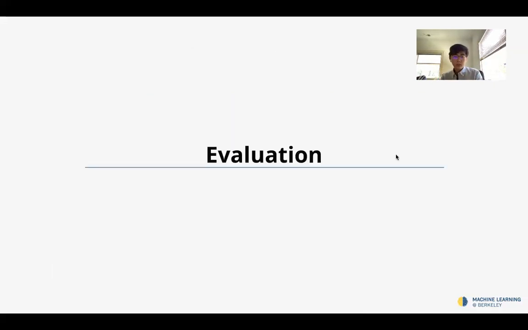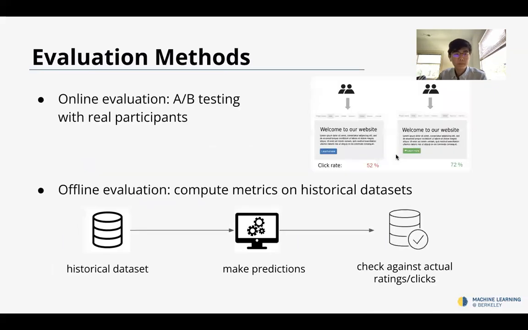So for the next part, we'll talk about evaluation. Generally, there are two big categories of evaluation methods for recommendation systems. There's online evaluation, where you deploy your model and test it with real users. And there's offline evaluation, where you compute metrics on historical data sets. We'll be focusing more on offline evaluation because it's more ML focused and more theory.